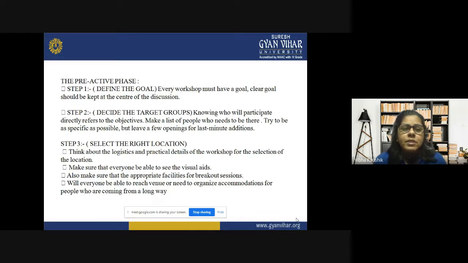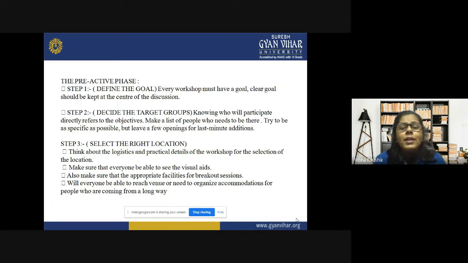Now, the pre-active phase, step one: define the goal. Every workshop must have a purpose, a goal, and an aim. The participants of the workshop must decide on the particular aim of organizing or conducting that workshop. Clear goals should be kept at the center of the discussion. It means every participant must know the goals, and they should be defined to them in a clear and definite manner so that everyone knows the goals which we want to achieve through the discussion or through learning by doing.